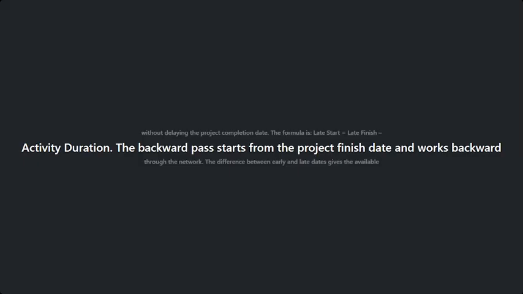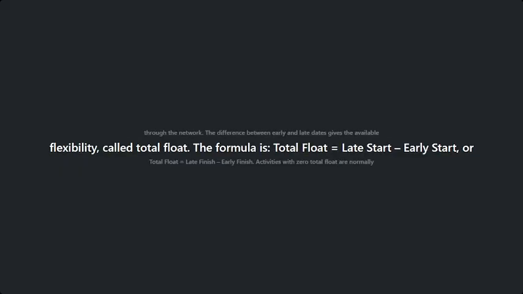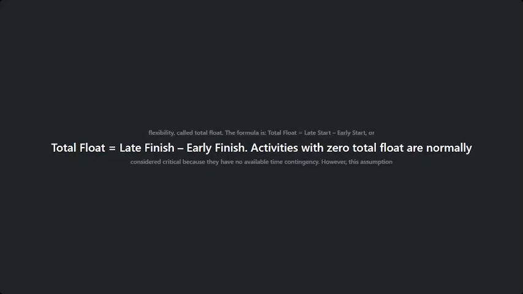The difference between early and late dates gives the available flexibility, called total float. The formula is total float equals late start minus early start, or total float equals late finish minus early finish. Activities with zero total float are normally considered critical because there is no available time contingency. However, this assumption requires caution.